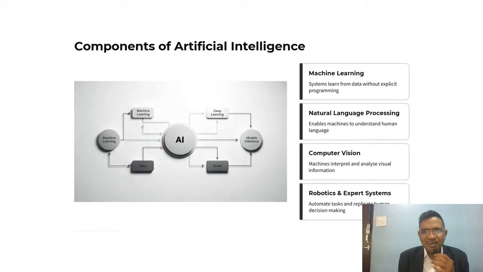That means it's like a human. Okay, the components of artificial intelligence: machine learning, natural language processing, computer vision. It works as a computer as well as a human being. Robotics and expert systems also make up artificial intelligence.